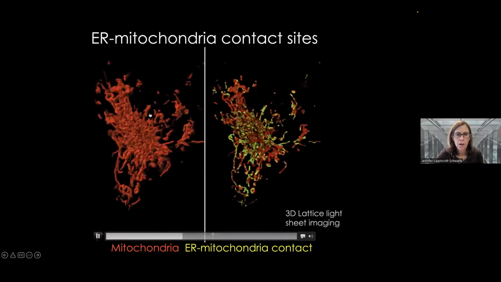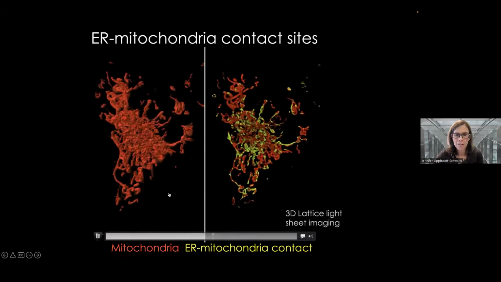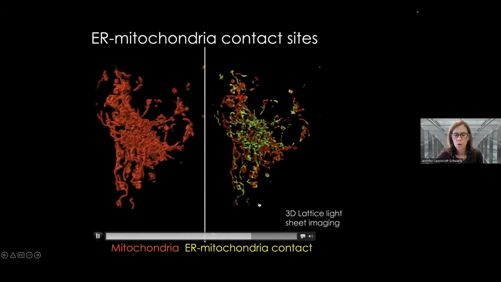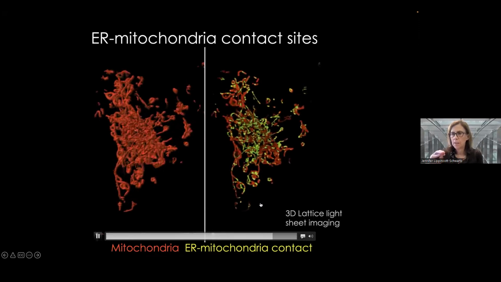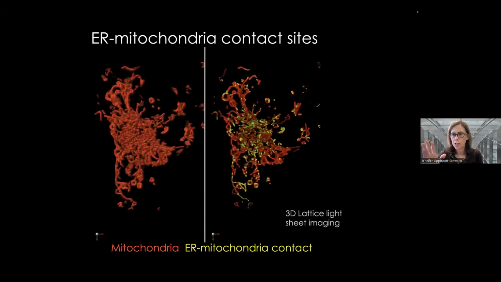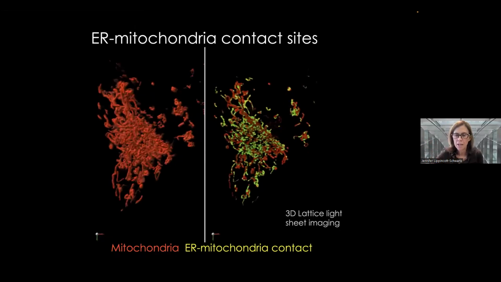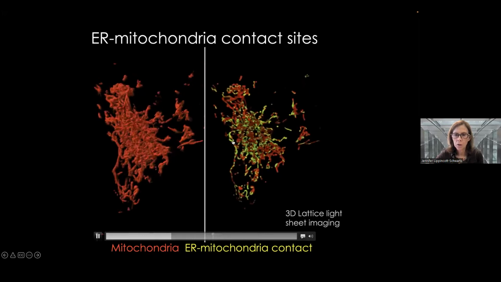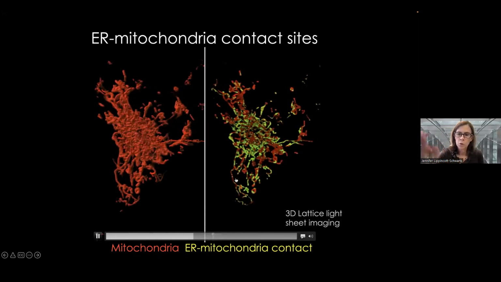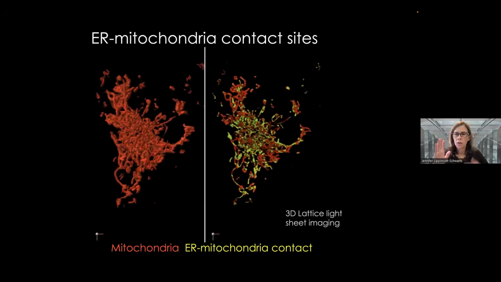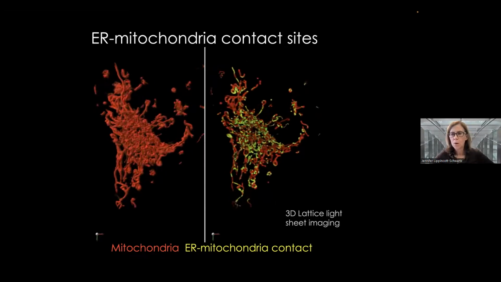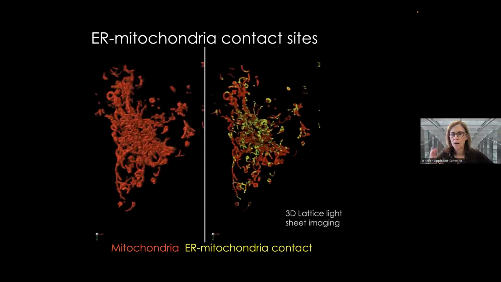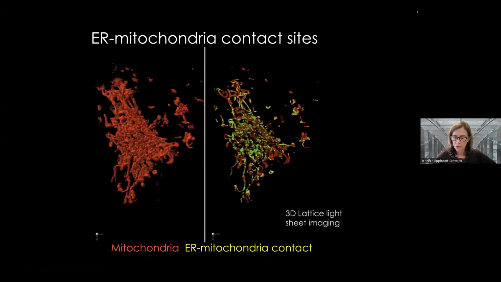This is illustrated here, where we've taken that lattice light sheet data and segmented out all of the mitochondria on the left. Then we look at what portion of that mitochondria we can see ER in close association with at any particular time, and that is what you're looking at in the right image. All of the green-yellow signal on top of that mitochondria represents ER that is very closely associating with the mitochondria over this time period.